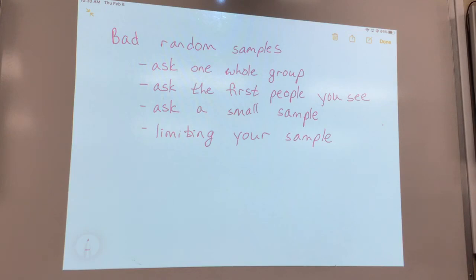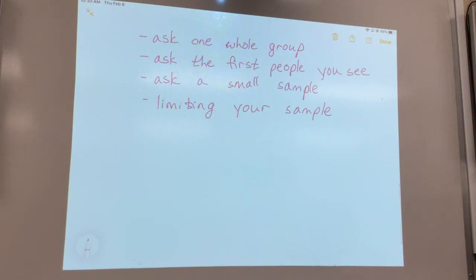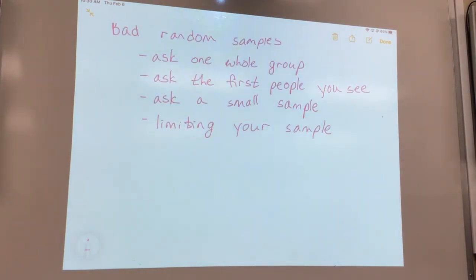Carolyn? Asking too large of a group. Oh, that's true too. I'm not going to write it down, but I do want to talk about it though. Carolyn said asking too large of a group. Why is that a bad random sample? Mateo? If people are not going to have the same opinion. Maybe. That actually makes it a better sample. But why is it just a bad idea? Evelyn? It's not like a random sample. Like it's not 2 out of 5. It's like 4 out of 5. Isn't it just like asking everyone? Then it's not a sample anymore. Now you're just asking the population. It's not a sample any longer.